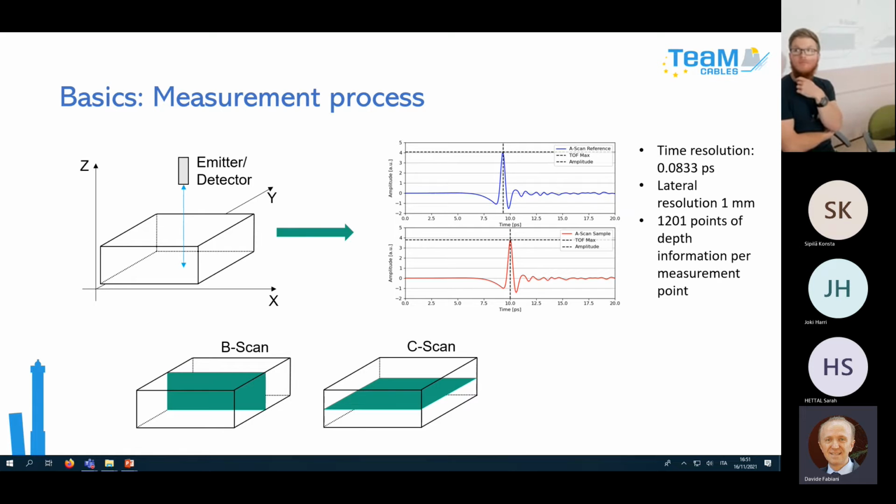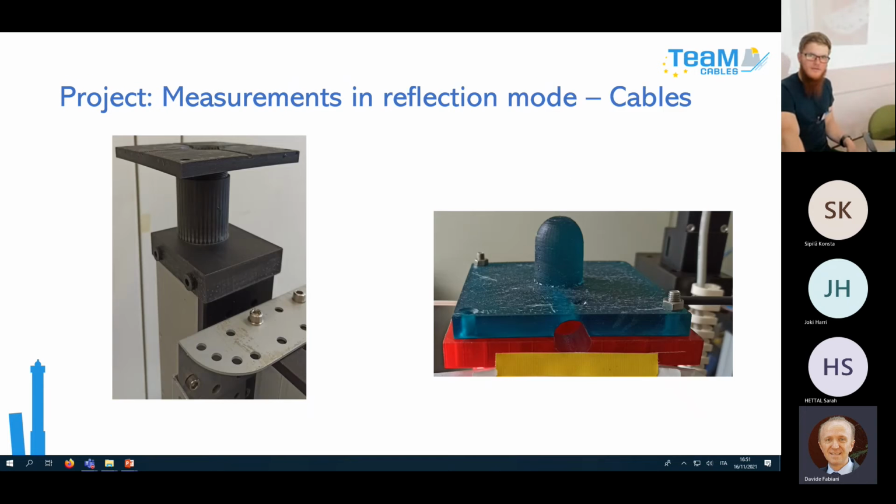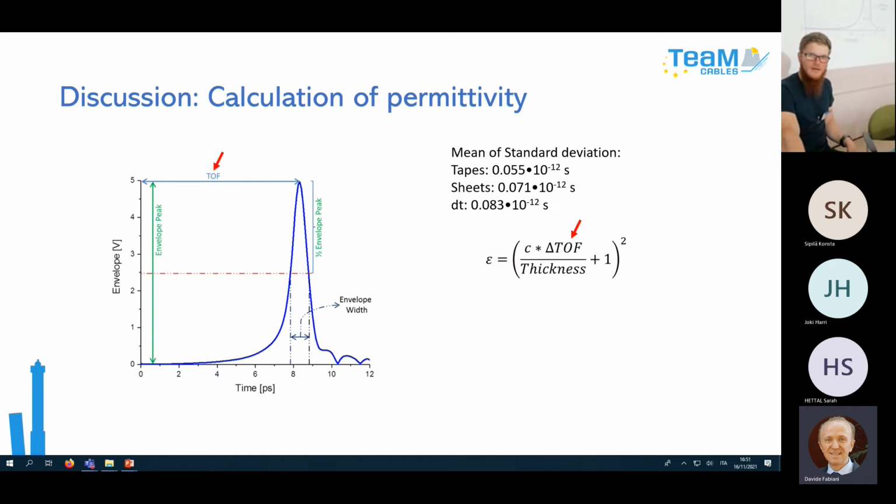I have a question related to that. How much is your permittivity varying depending on where you are placing your probe? I think those couples were referred to the space of the... We had a standard deviation of... yeah, okay. In what area did we?